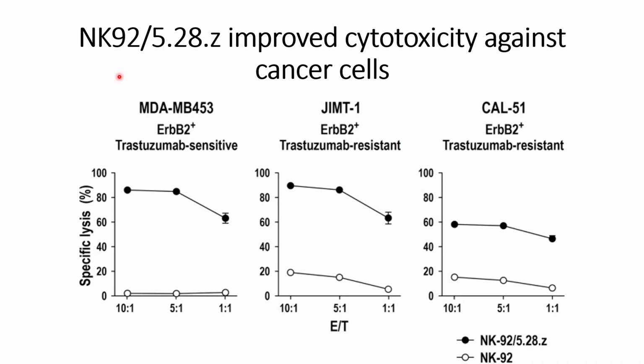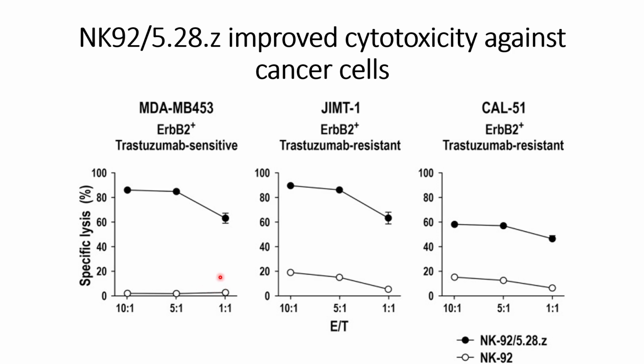When they checked this NK92 5.28Z, they were able to see, in almost all three cases, enhanced cell lysis or specific lysis of these cancer cells compared to the wild type NK92 cells for all three conditions. Although the difference in CAL51 is lower than the difference in JIMT1, and the difference in one of them looks similar, the difference is greatest in MDA-MB-453, as the wild type cells do not give any lysis.